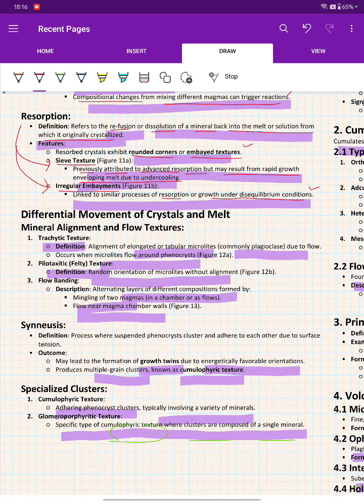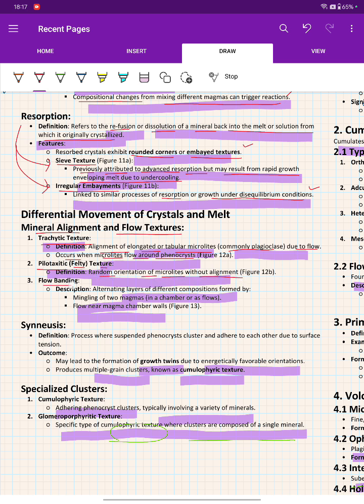Now we have the differential movement of crystal and melt: alignment and flow texture. So trachytic texture, the definition: alignment of elongated or tabular microlites, commonly plagioclase, due to flow. It occurs when microlites flow around the phenocryst. Now we have pilotaxitic or felty texture. It's the random orientation of microlites without alignment.